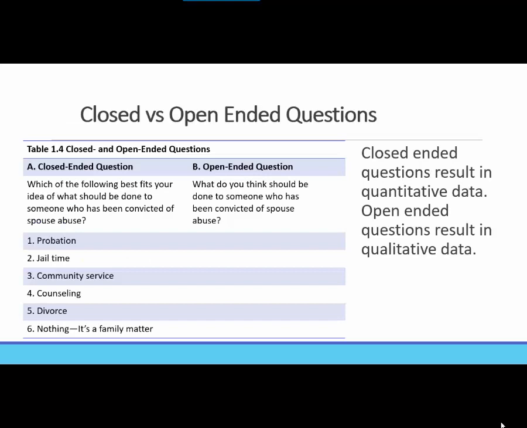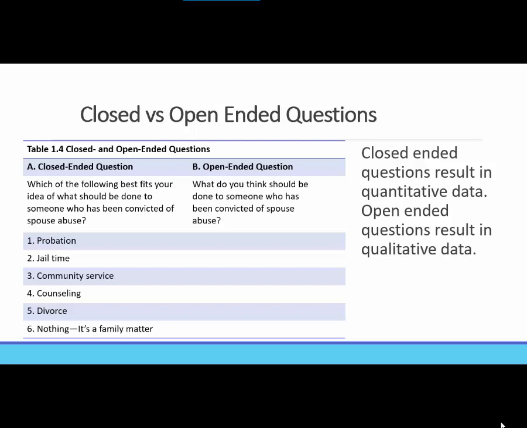Whether you are doing a questionnaire or interview, regardless of the format you're using, surveys involve questions, and there are two types of questions that they involve. One is a closed-ended question. Closed-ended questions result in quantitative data, even if the question itself is a qualitative question.